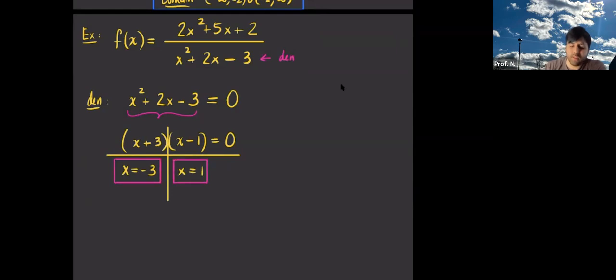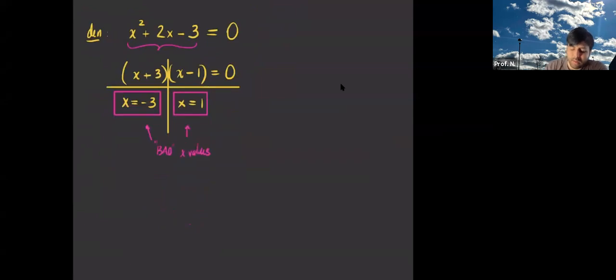What did I just find? I found bad x values. And there's 2 of them this time. Why are they bad though? They're bad because they make my denominator equal 0. If my denominator equals 0, then I have a fraction that's undefined. And so therefore my function is undefined when my x value is negative 3 and when my x value is 1.